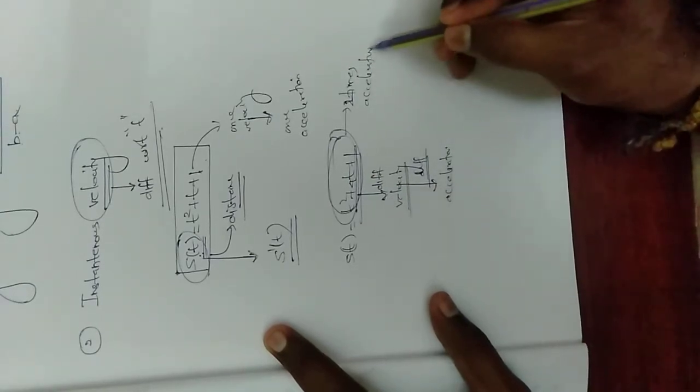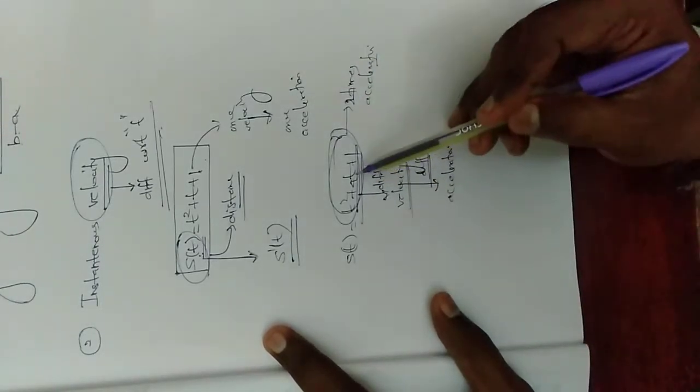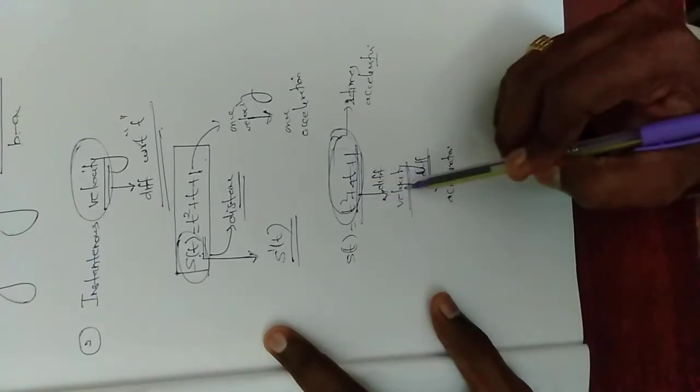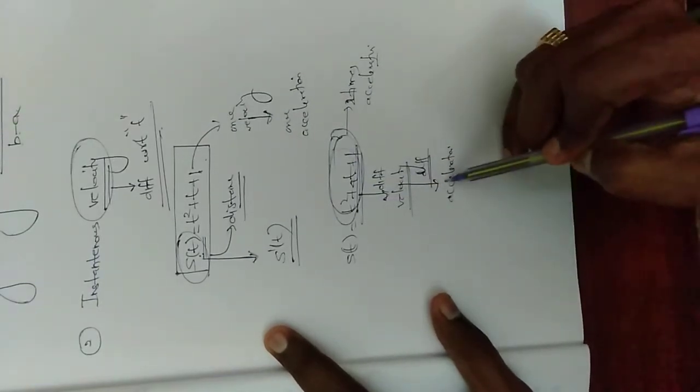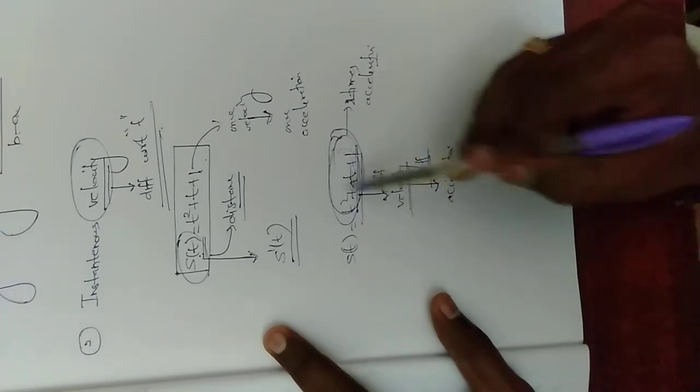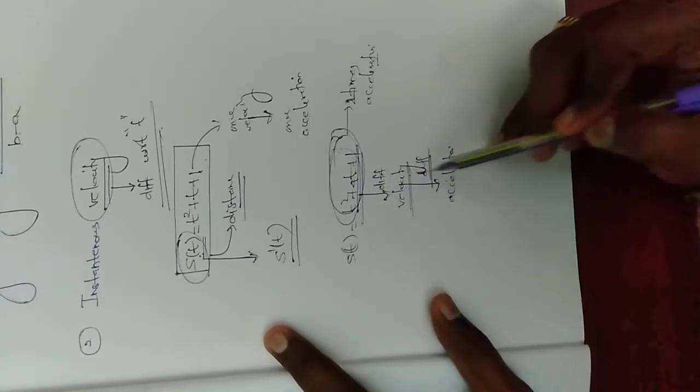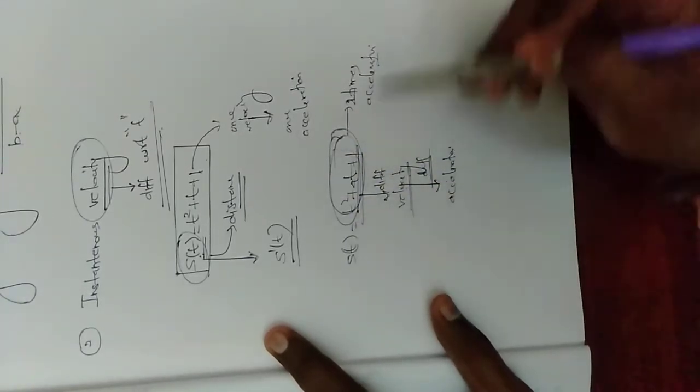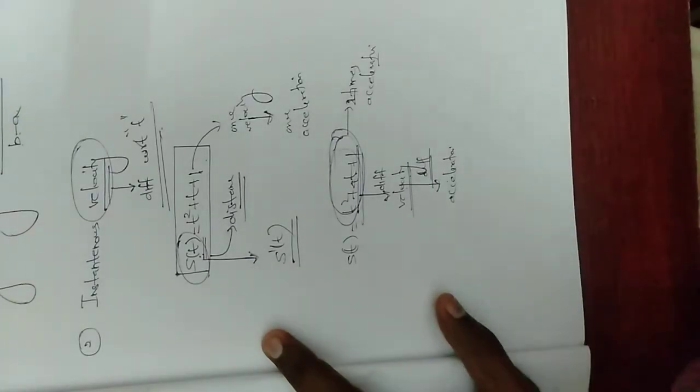This is also easy. If I differentiate this one, I get velocity. Differentiating velocity once, I get acceleration. Otherwise, differentiating twice gives acceleration. That's all. This is the same thing.